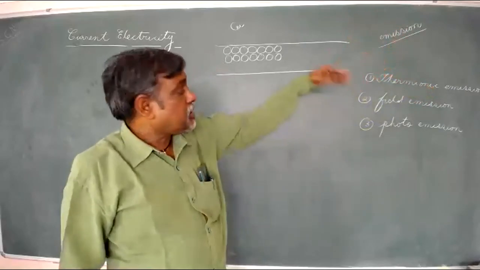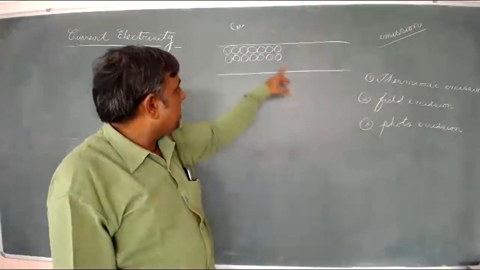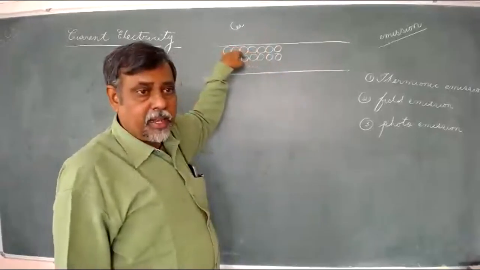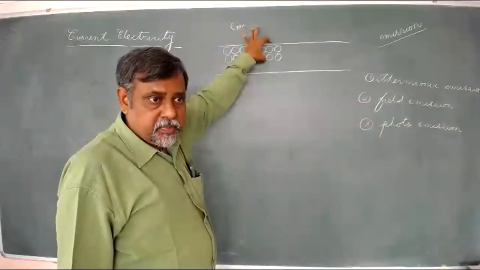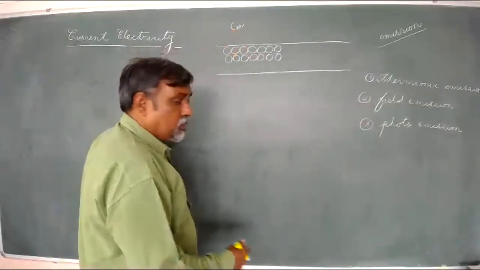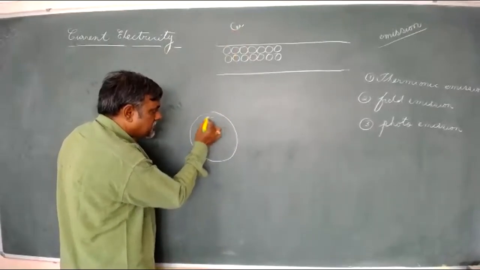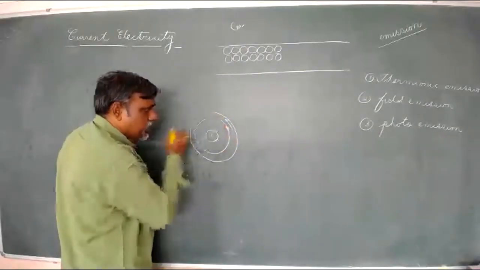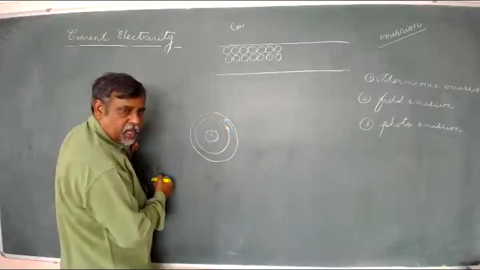When a metal is heated up, that heat energy is absorbed by the metal, that is, by its atoms. So what about the electrons which are revolving? This is the atom, this is the nucleus, and this is the orbit. In this orbit, the electron is revolving in this direction. Now when the metal surface is heated, what happens?